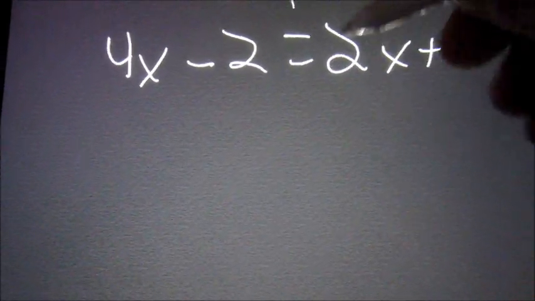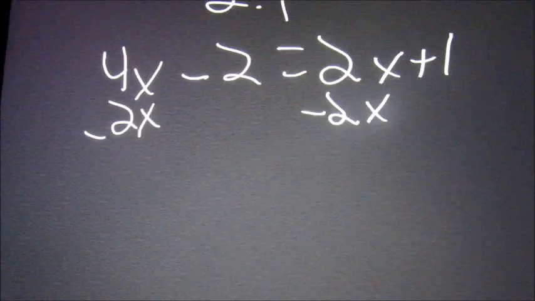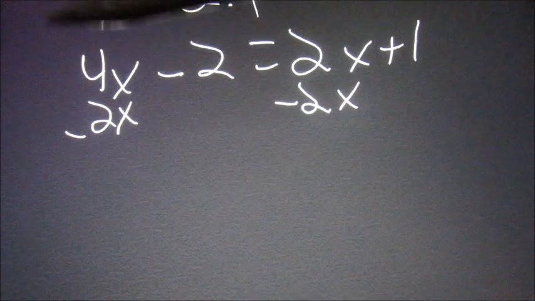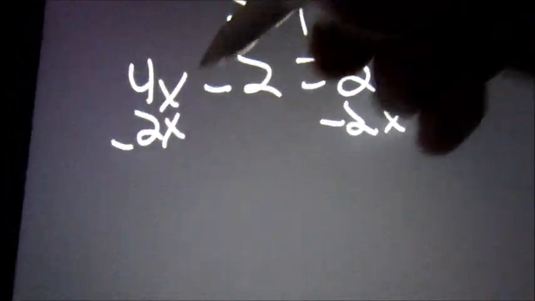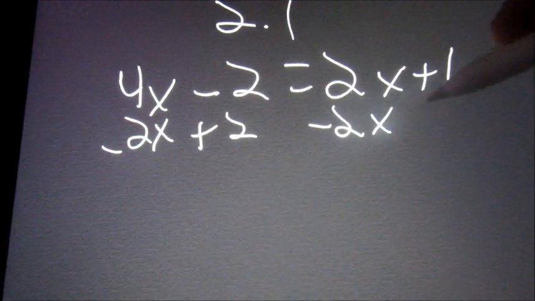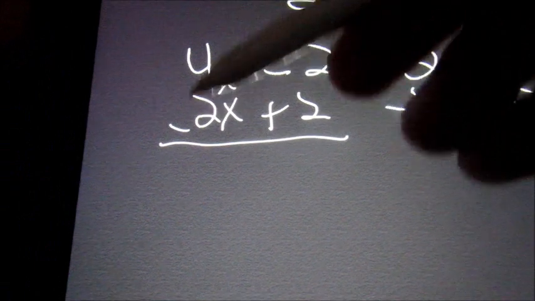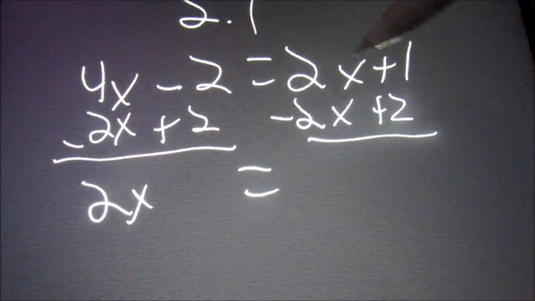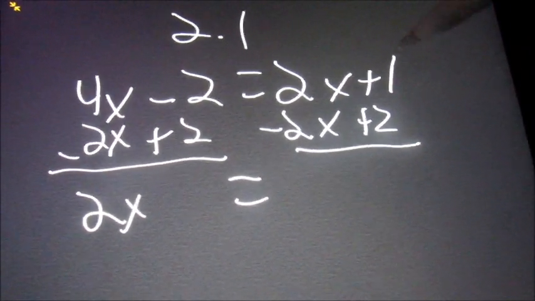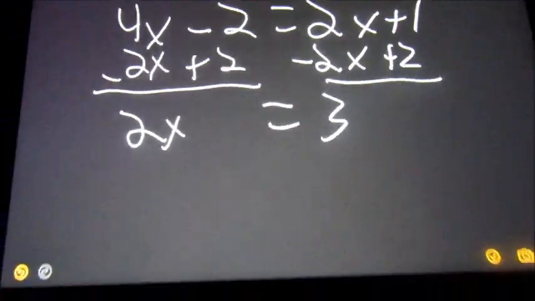So to do that, it is a plus 2x, so I'm going to subtract 2x from both sides. And since I'm moving my letters to the left, I need to move my numbers to the right. Since I start with a minus 2, I'm going to add 2 to both sides. When I do this, I'm going to have 4x minus 2x, which is 2x. Negative 2 plus 2 is 0, equals 2x minus 2x is 0. 1 plus 2 is 3.